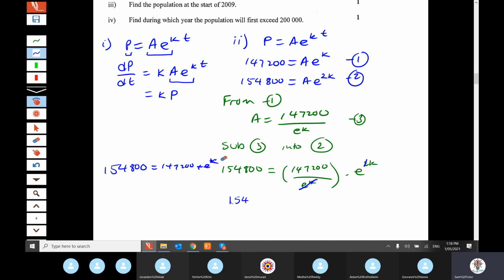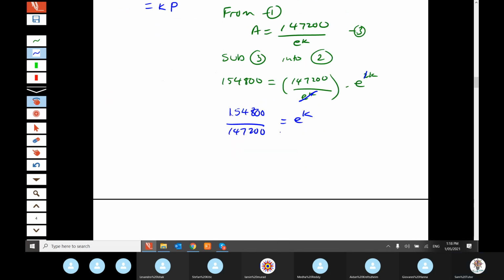The fact that it's multiplied, the way you would have to think about it is, how is it attached to the e to the k for me to get rid of it? Well, it's multiplied, so I've got to divide it. And then you'll divide it by 147,200. That's it, really. So 154,800 over 147,200 equals e to the k, and whatever that gives you in your calculator.